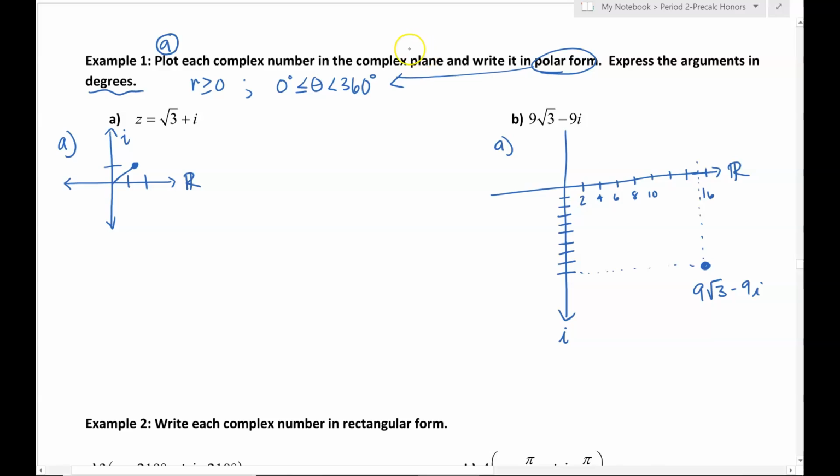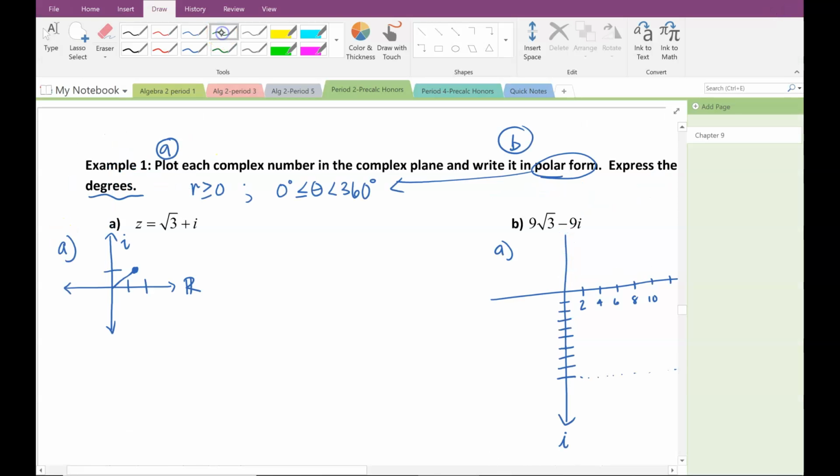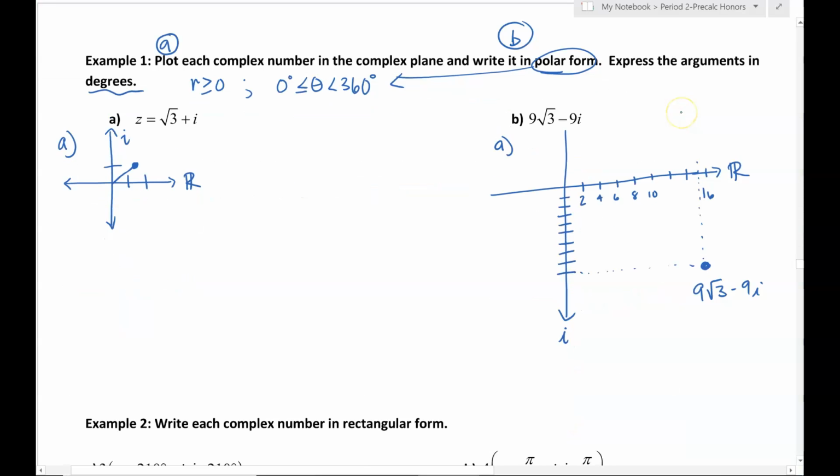Then part B says, now write it in polar form. So let's go and do part B. How about if I use a different color for part B? Cool, okay. So part B, we would have the polar form z equals radius cosine of your angle plus i sine of your angle. Radius has to be positive, so let's find the radius.